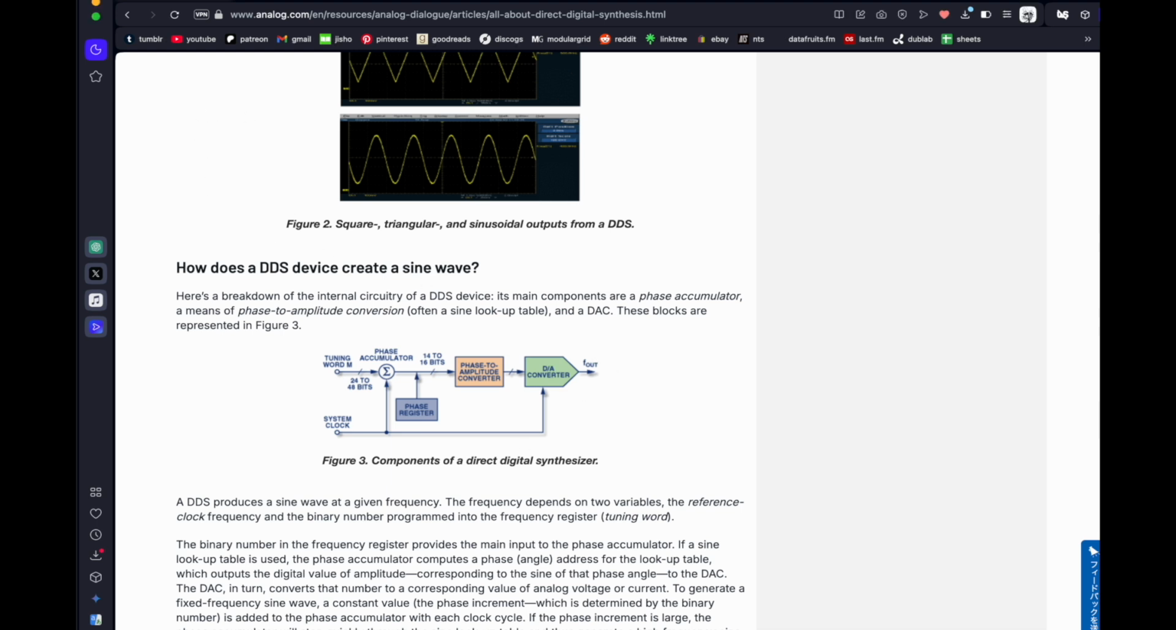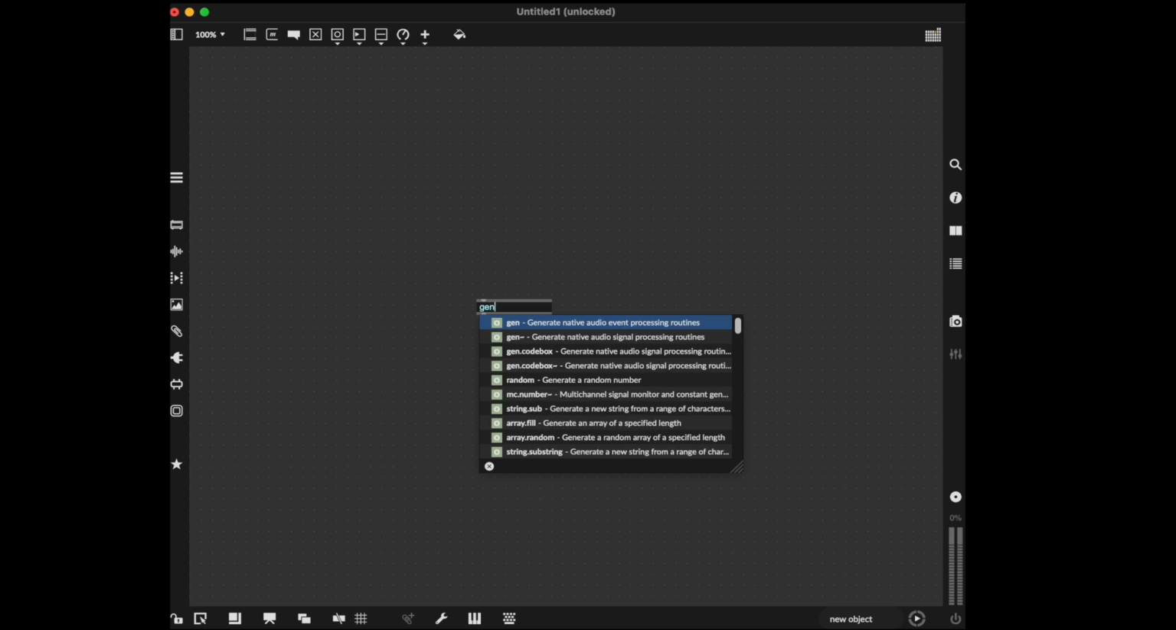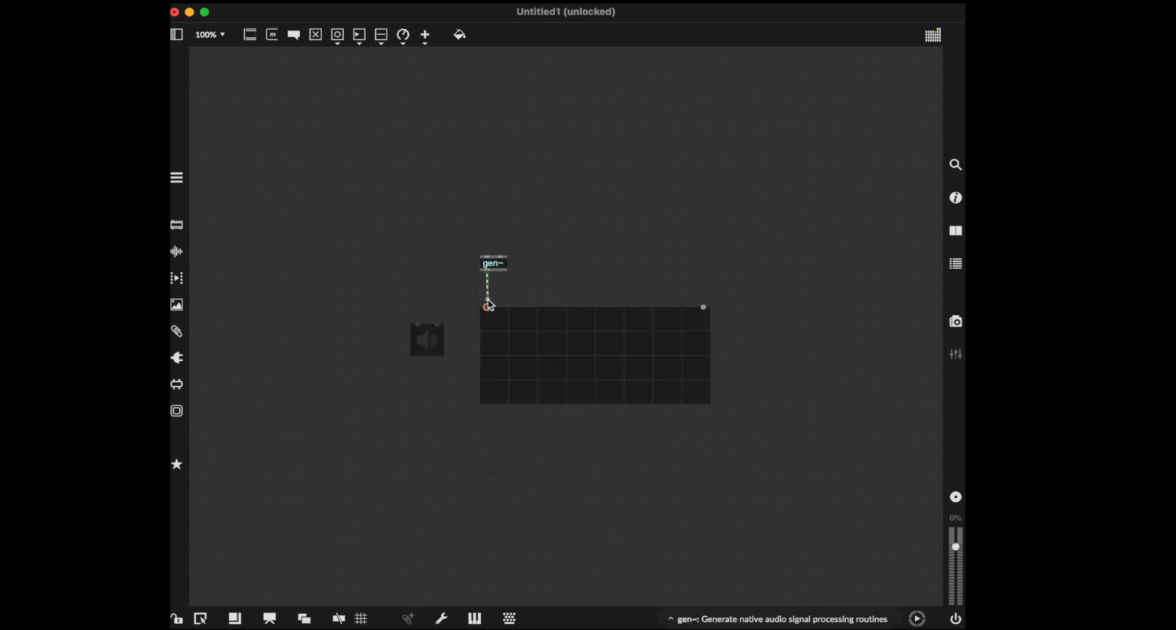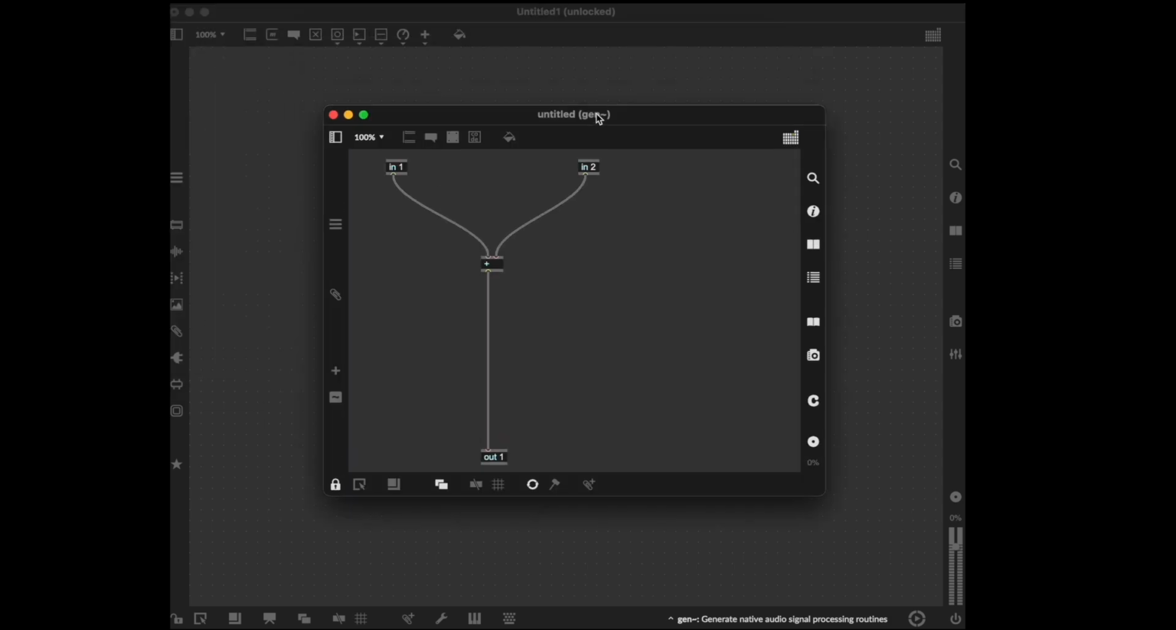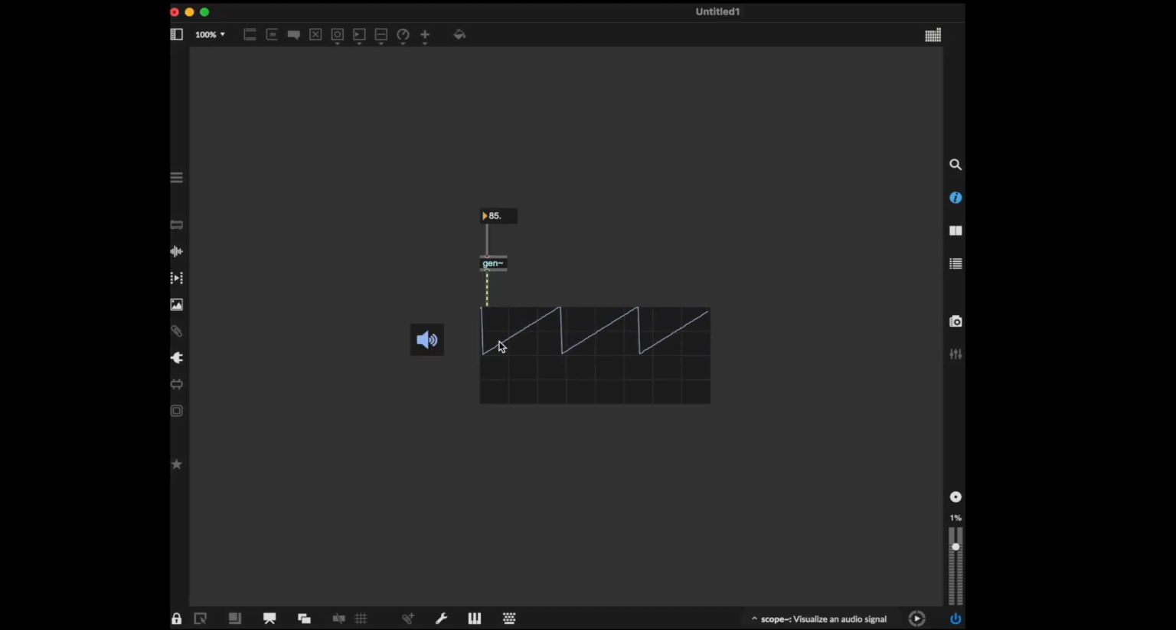So let's try and make this. I'm going to do this in Gen. Okay, so here's a Gen patcher. I can delete this stuff. So lucky for us, in Max/Gen, we have a phase vector built into it, and that's just called phasor. So let's just look at what this looks like really quick on the scope. So this is what the phasor looks like in a digital system.